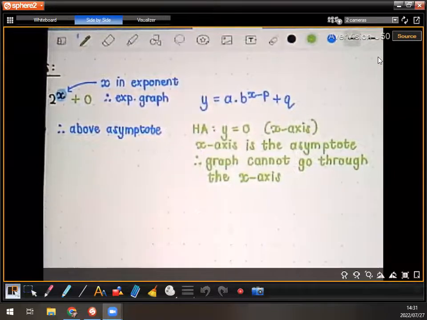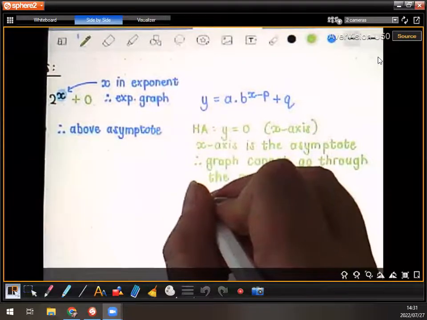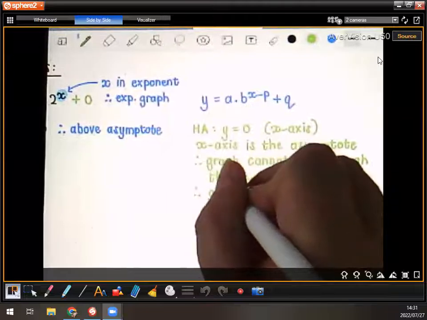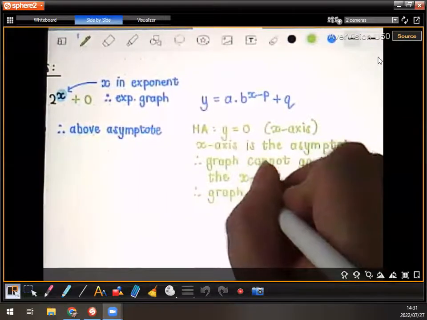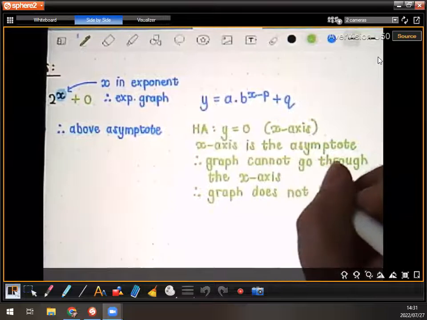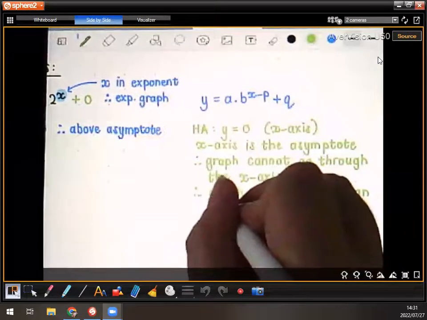So that's what an asymptote is, right? A line that the graph can never touch, or it can never go through that line. So if the asymptote is the x-axis, the graph can't go through the x-axis. Therefore, graph does not have an x-intercept.